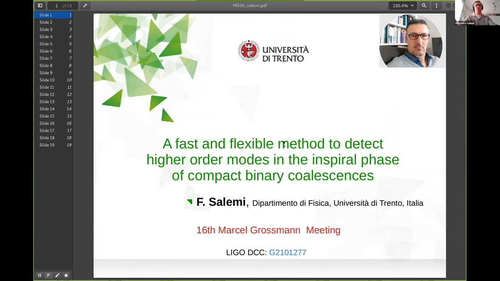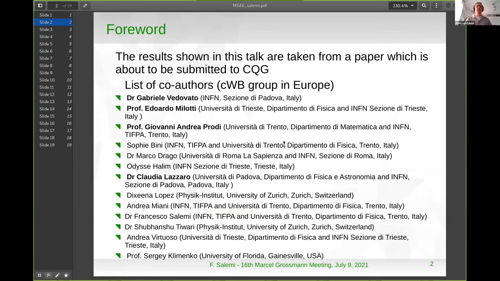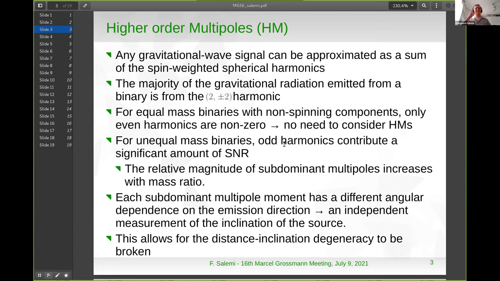But let me first say a word about the other authors, because this is a collaboration work. There is a paper which is in its final stages, just before being submitted to a journal, and there is a long list of authors, mostly from the coherent WaveBurst group, the group developing and using the coherent WaveBurst pipeline. I don't know if you're familiar with that, but it's one of the traditional gravitational wave pipelines for burst purposes mostly, but also for binary coalescences.